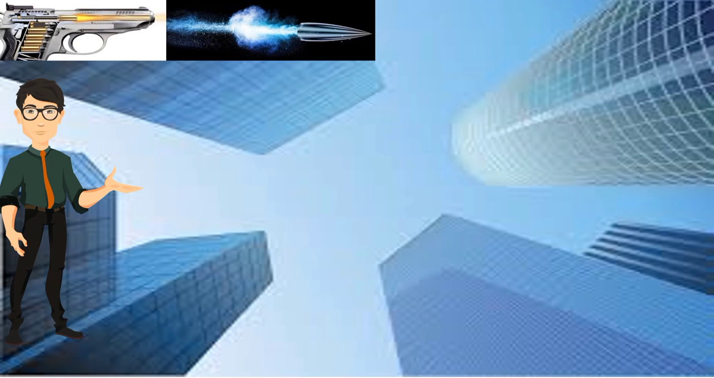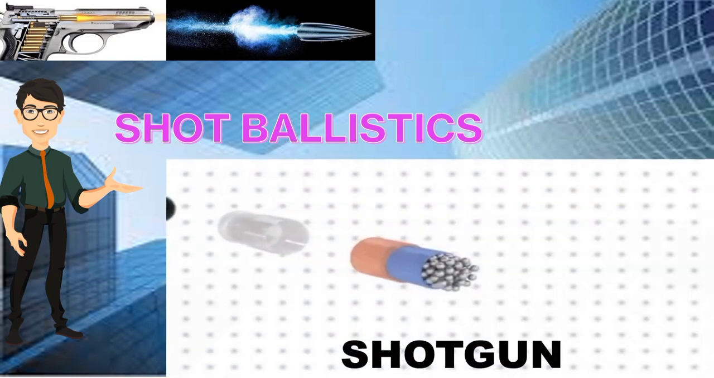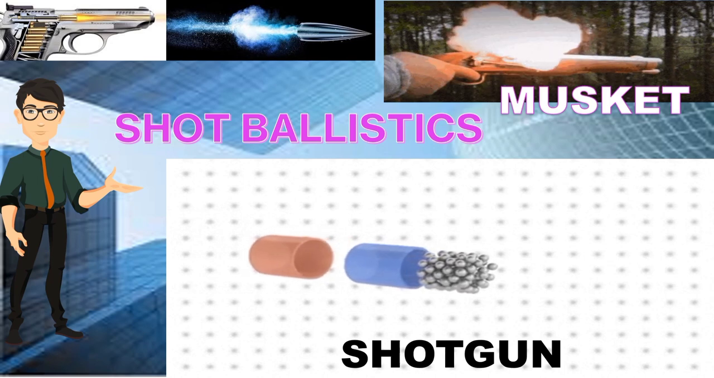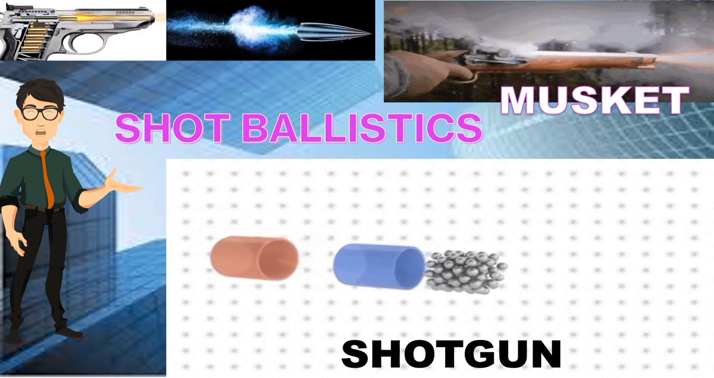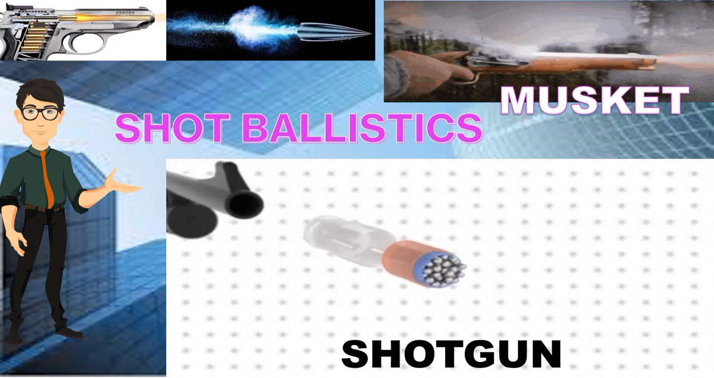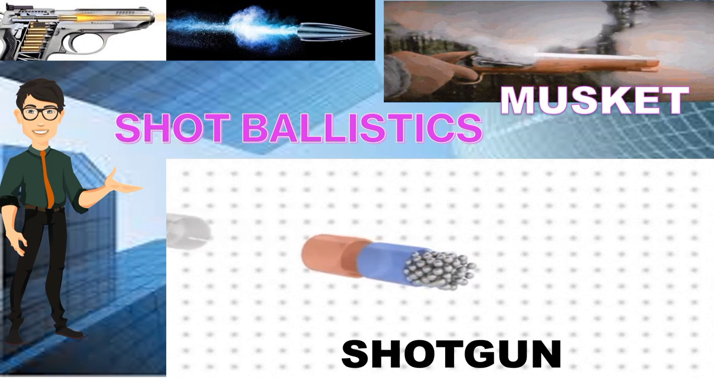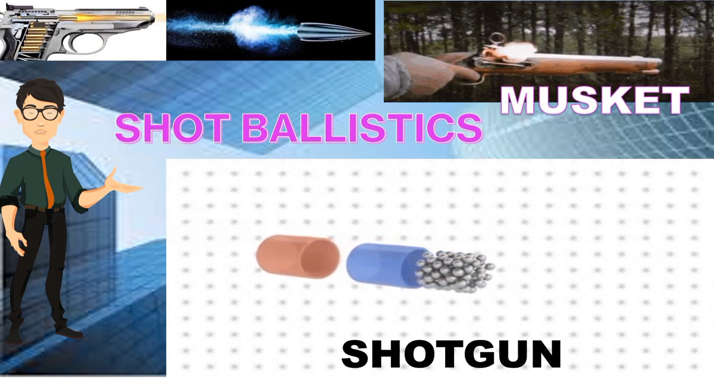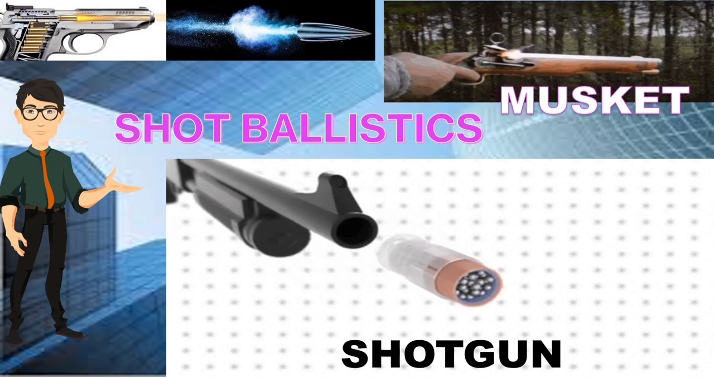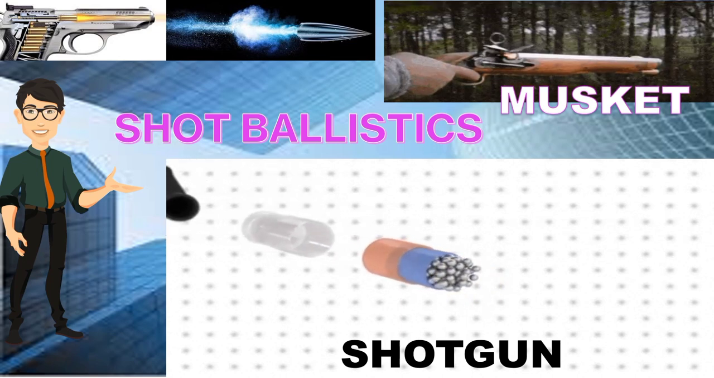Next ballistics is the shot ballistics. It refers to the study of shots from the smoothbore firearms like shotguns and muskets. Why are shotguns and muskets called smoothbore firearms? Because both have no lands and grooves, and are only used for short distances to hit their target.